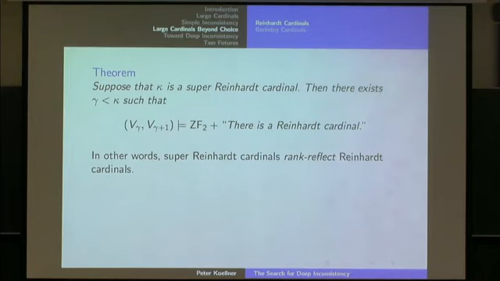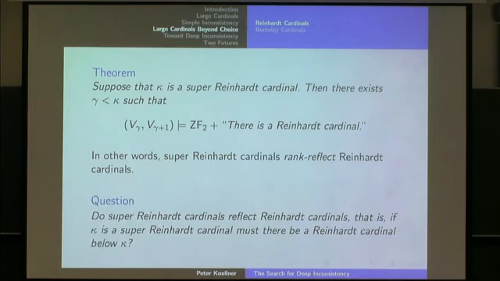Okay, so I'm going to zoom in on this region here. So we've got Reinhardt, now we've got super Reinhardt. And it'd be nice to show that a super Reinhardt actually reflected a Reinhardt, but that's open. So do super Reinhardts reflect Reinhardt cardinals? That is, if kappa is a super Reinhardt, must there be a Reinhardt cardinal below kappa? It's a very natural question. But, you know, when you don't have choice, things get weird.